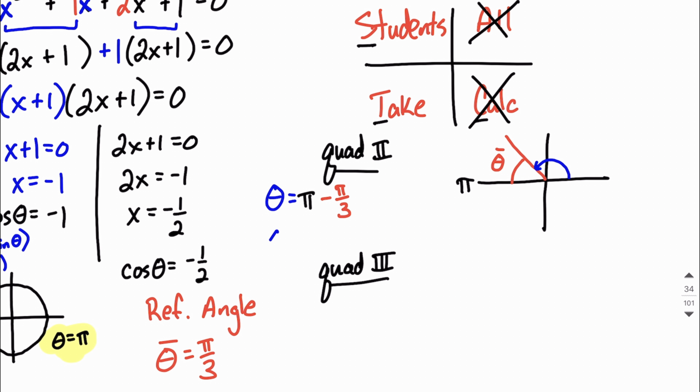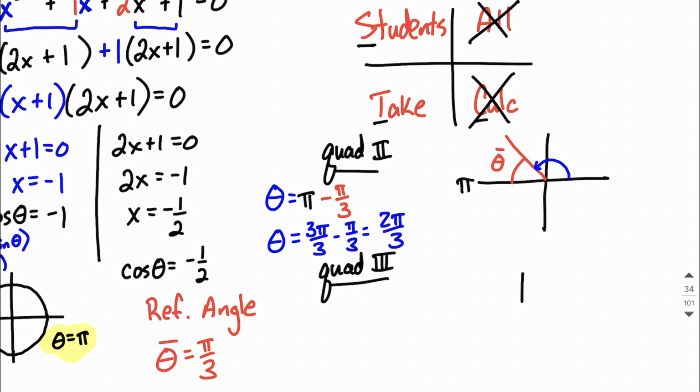Let's clean this up a little bit. We can say pi is the same thing as 3 pi over 3 to get a common denominator. Bring along that pi over 3, our reference angle. Combine our fractions together over that common denominator. And we get theta is going to be 2 pi over 3.